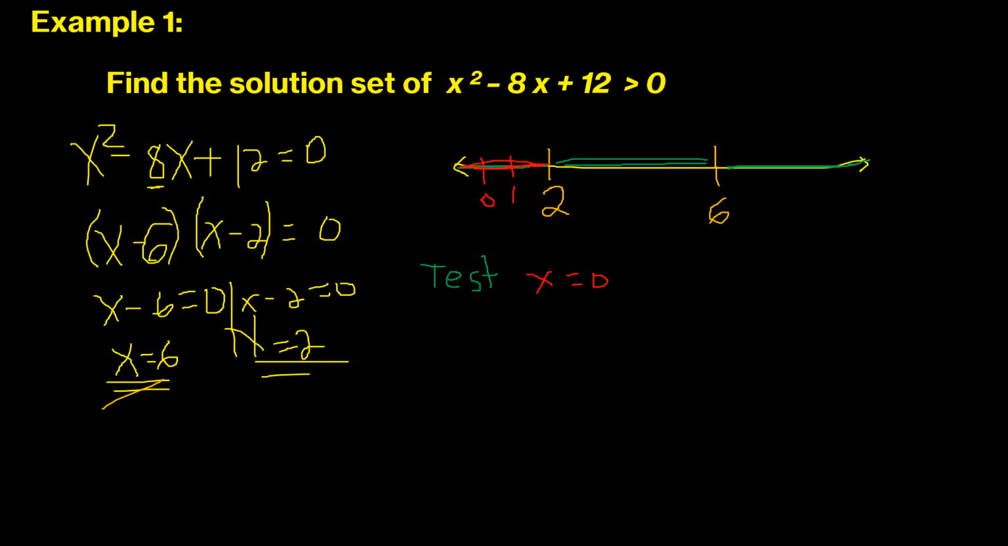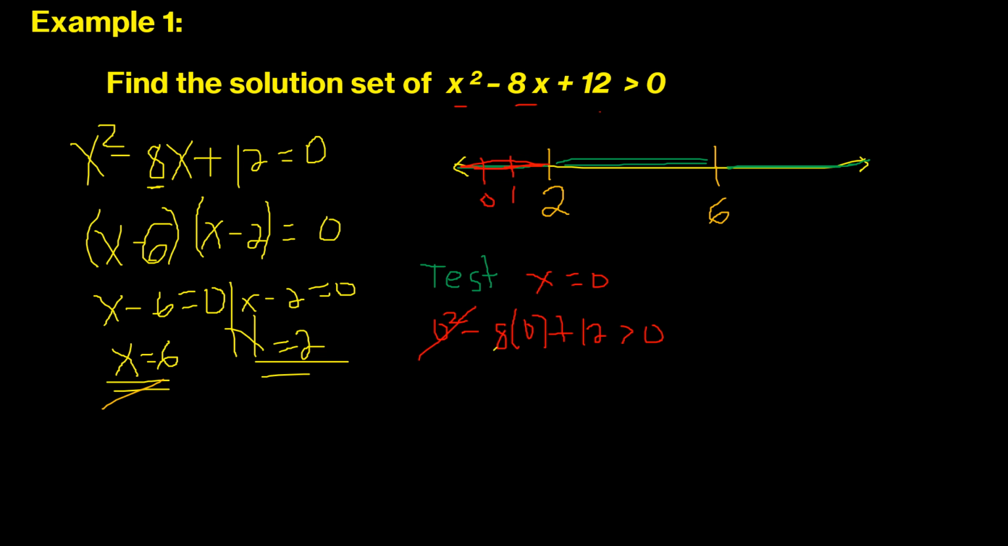So substitute it to the original inequality here. We have x squared, but x is 0, so 0 squared, minus 8x, so 8 times 0, plus 12 is greater than 0. 0 squared is 0, so we may cancel this out now.